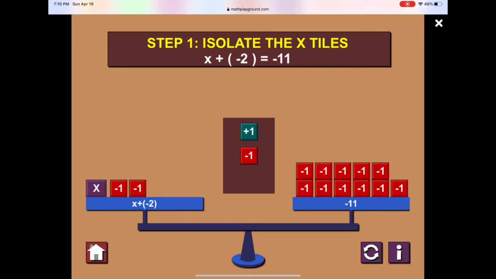Wait a minute. Now I have -1 next to the X tile. How do I get rid of -1s? Do I add another -1? Do negative and negative make 0? Oh no, that didn't work. Let's go ahead and try that again.